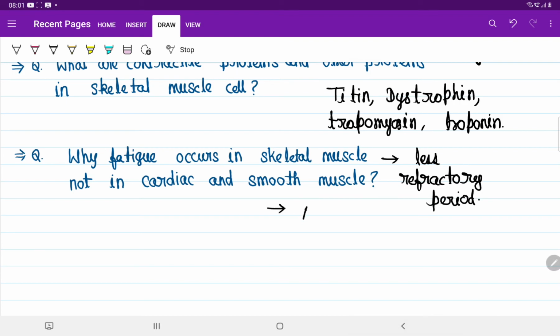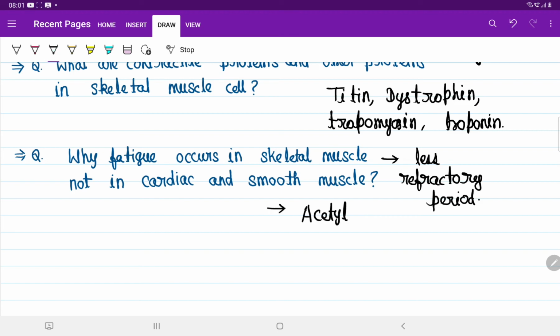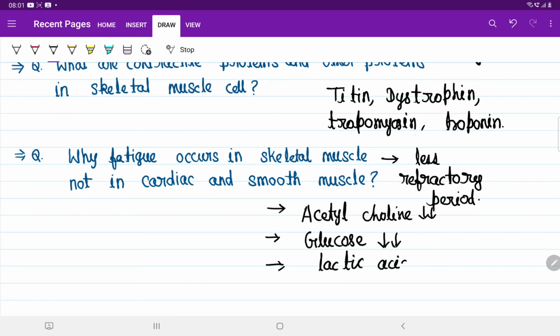So when acetylcholine is depleted, it will decrease. So it's natural that they will be unable to give any kind of command. So a decrease in acetylcholine is another cause. Next, when glucose is depleted, the energy source is not there. When lactic acid increases due to anaerobic respiration, that will also decrease contraction and it will cause fatigue.